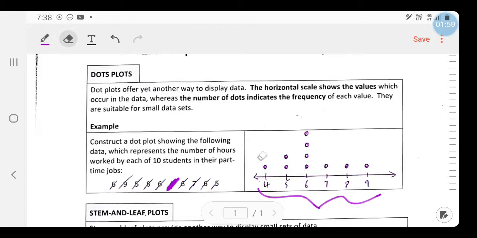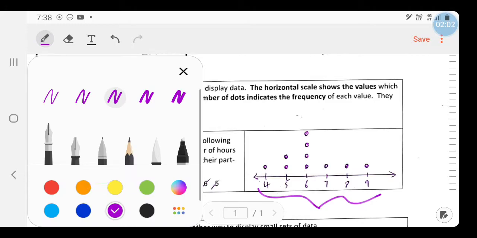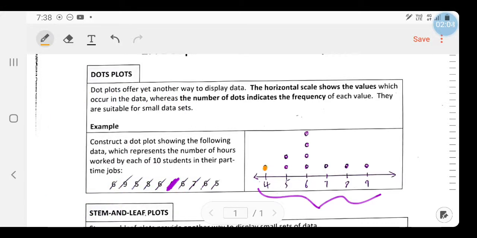I'll change colors. How many 5s are there? Well, I'll go through from left to right. There's 1, there's 1. So 2 5s, so 2 dots. Make sure they're in rows, the dots this way, and in columns this way, just to keep things tidy. Do one more. How many 6s are there? 1, 2, 3, 4. So 1, 2, 3, 4, and so on.